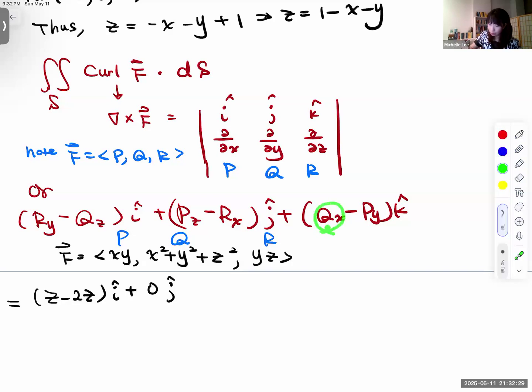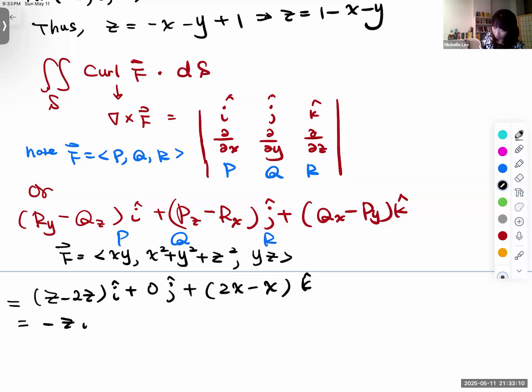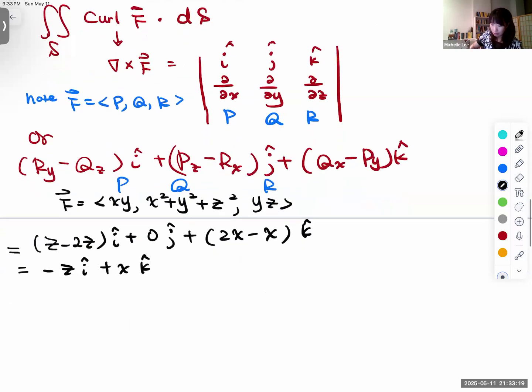Now we're looking at the Q, partial derivative with respect to X, which is 2X. And we're looking at the P, partial derivative with respect to Y, then X, yeah? X is constant, so minus X. Okay, all right, so we have negative Z I hat plus X K hat, right? So we can rewrite this one as a component. So that will be negative Z, 0, X. Yeah.